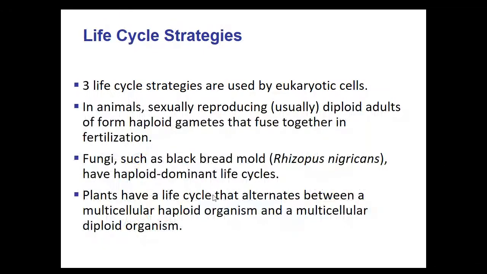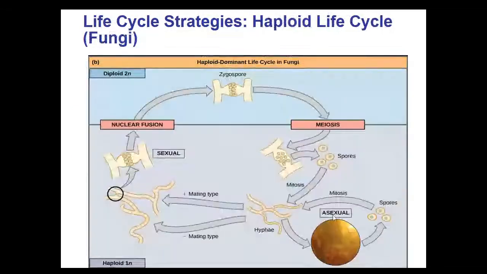This third one, this alternation of generations, in the life cycle, there's an alternation or taking turns. There's a multicellular haploid organism, and then a diploid organism, and then a haploid one. What does that mean, or what does that look like?